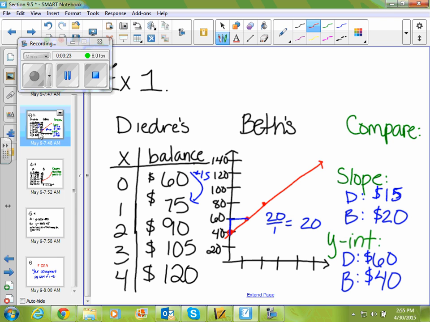Which graph is growing by a bigger amount? Which one has the bigger slope? If you look at your slopes, we have Deidre's slope at 15, we have Beth's slope at 20. Which one's bigger? Beth. So Beth's account would be the account you'd want because it grows by more. Okay, so all we're doing is comparing slopes.